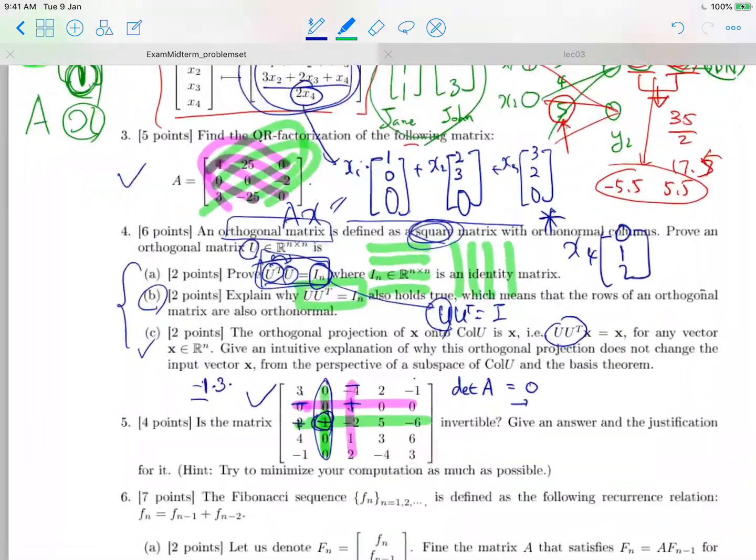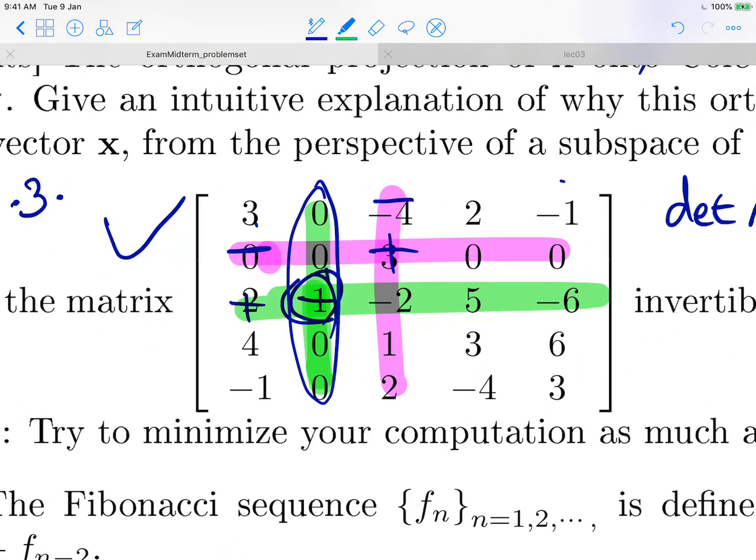Okay, so back to this problem. Although there are four non-zero elements in the remaining 3 by 3 matrix, if we apply that formula, although it seems to be computationally a little bit challenging, I think you get the idea of how to compute this determinant.